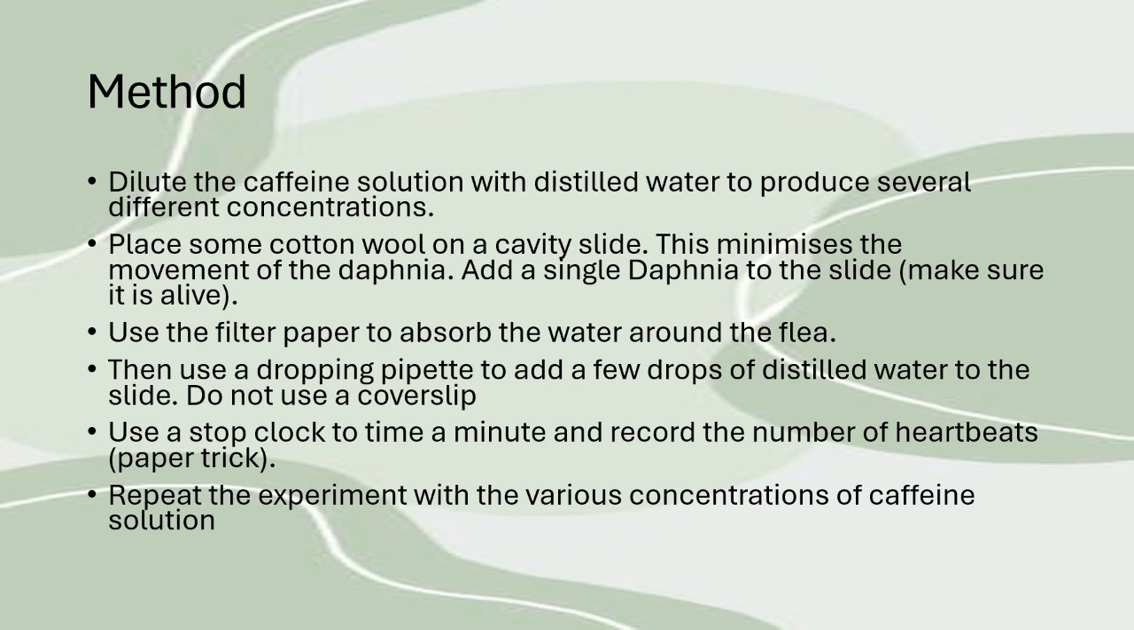Use a stop clock to time a minute and record the number of heartbeats. There is one way we can do this, by using something called a paper trick. You can place a piece of paper on the table and make dots on this paper to the rhythm of the heartbeat of the Daphnia. When you do that, you are more likely to pick up the heartbeats, even if the caffeine concentration is really high and the heartbeats are really fast. After you make the dots on the paper, you can count up the dots, and that is the number of heartbeats in a minute.